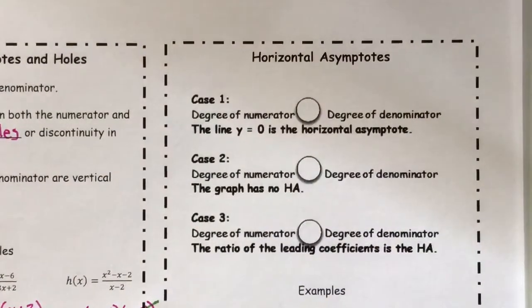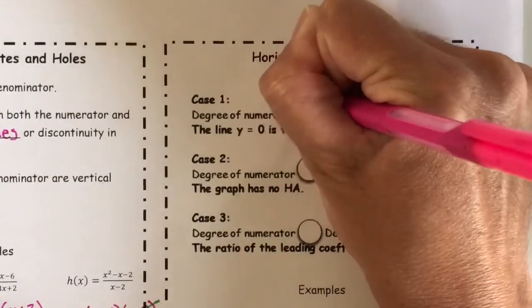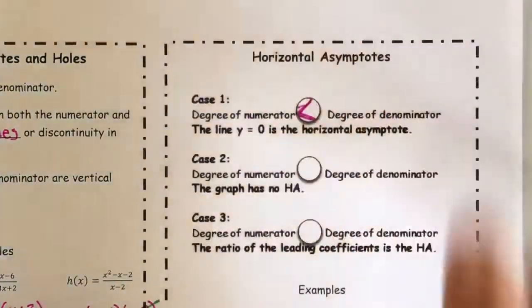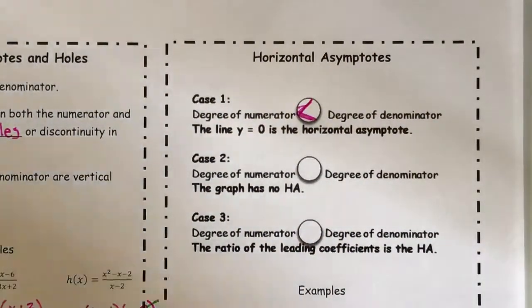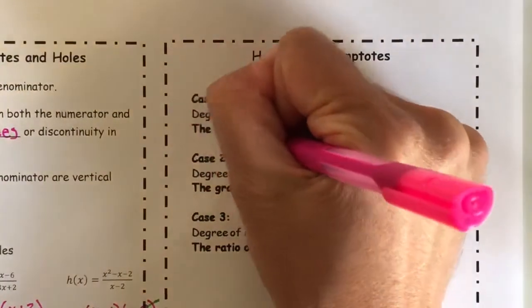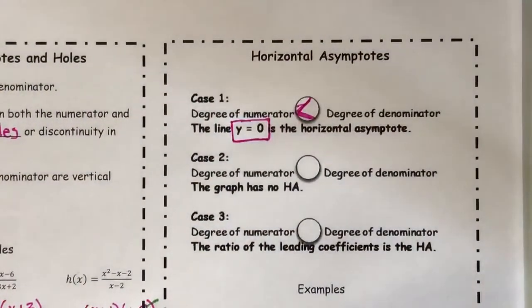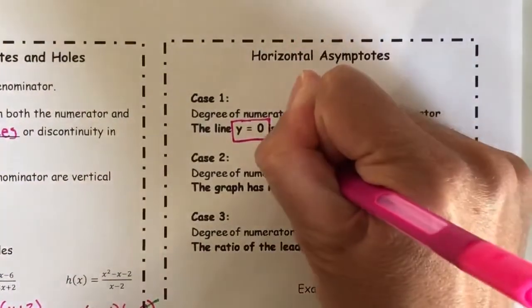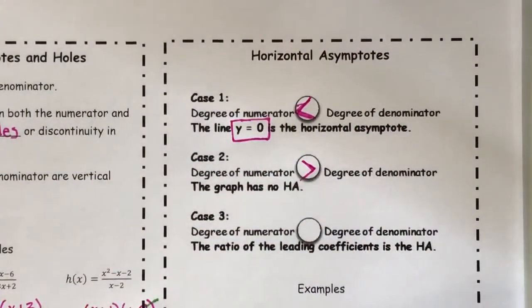So if the degree of our numerator is less than the degree of the denominator, then you're going to have a horizontal asymptote at y equals 0. If the degree of the numerator is greater than the degree of the denominator, then the graph is not going to have a horizontal asymptote.